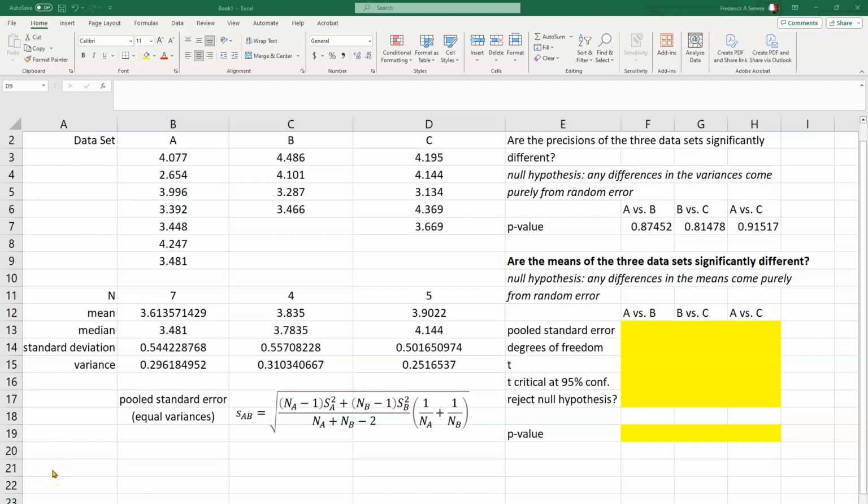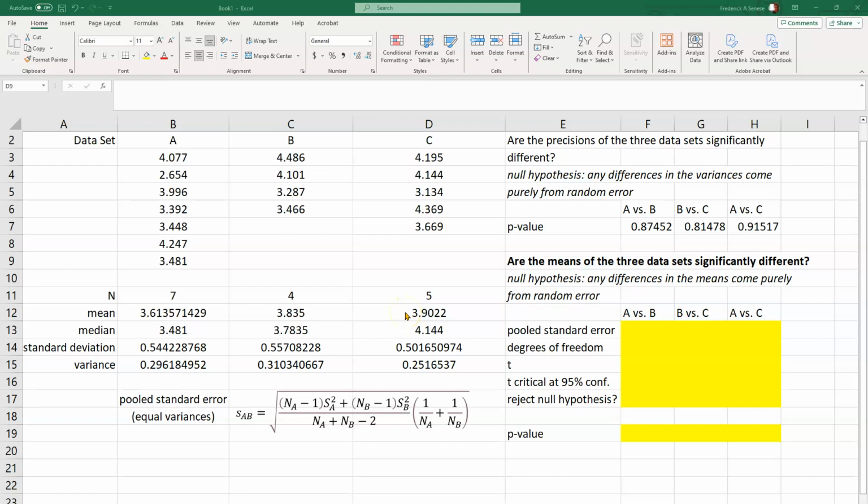In this video, we're going to see how to compare different data sets to see if there are significant differences between their means. So we have three data sets here. We have data set A, data set B, and data set C. And we have computed the means for these three data sets. They look like they're different, but it may be that these apparent differences are just the result of random error.